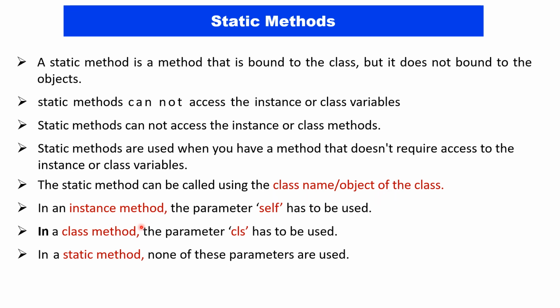In case of an instance method, self is used as the first parameter. Here self refers to the current object on which we are invoking the instance method. In case of a class method, CLS is used as the first parameter, which refers to the current class on which we are invoking the class method. And in case of a static method, none of these two parameters are used. That means a static method does not have either self or CLS as the first parameter.